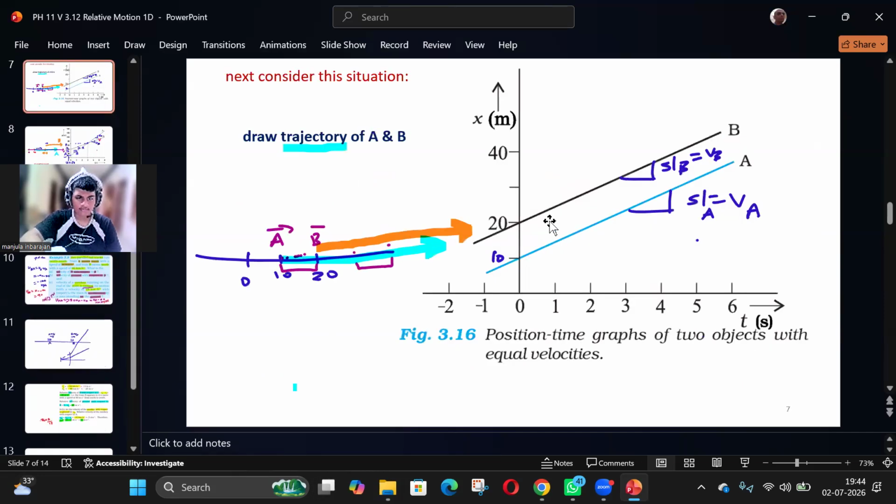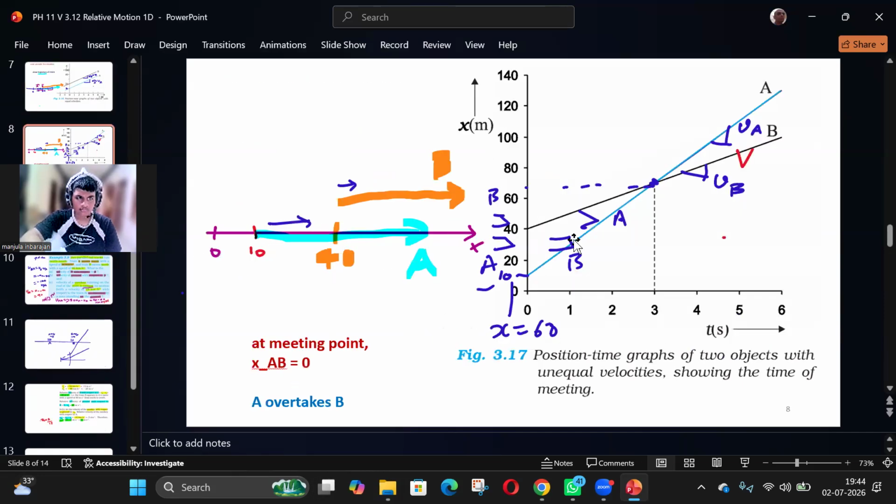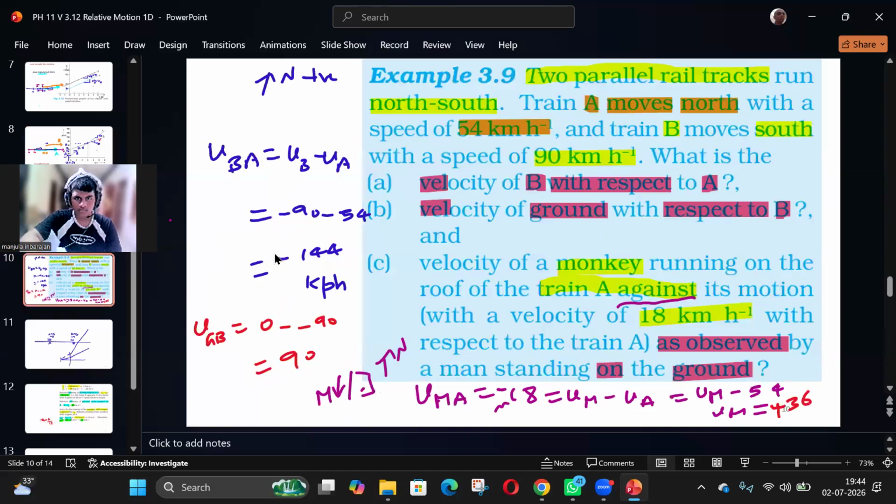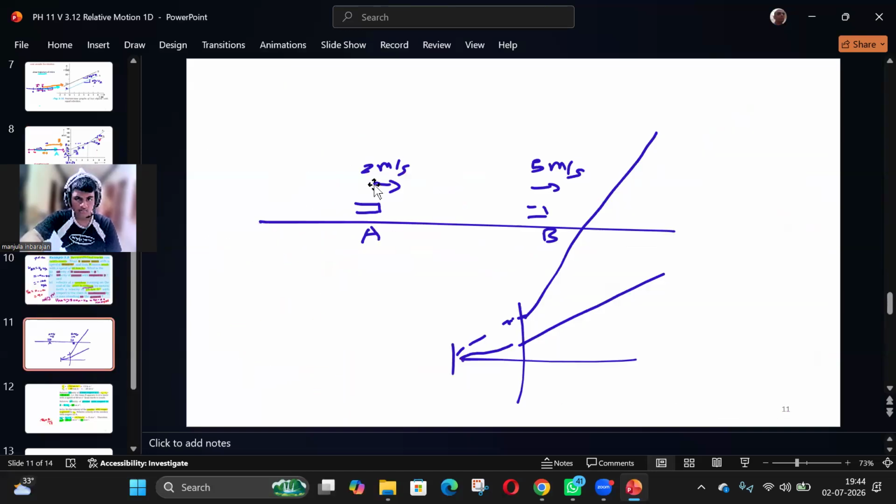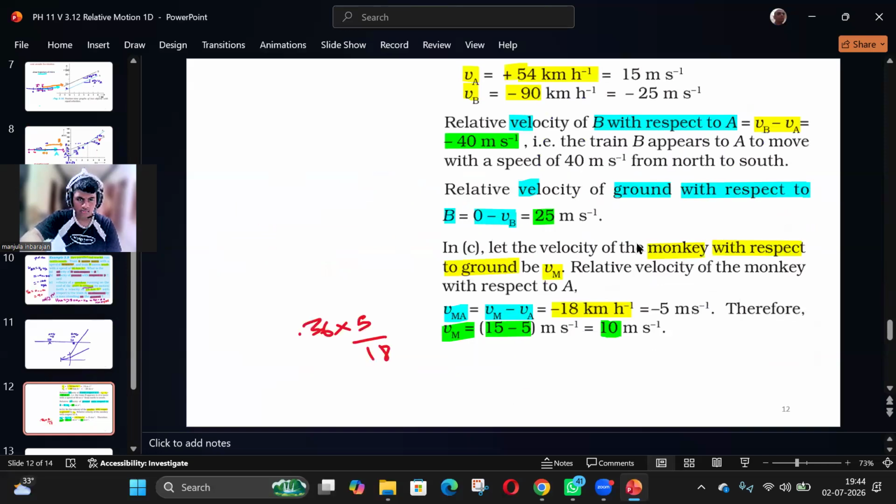Both are moving at the same speed, so the distance between them is constant. In the second case, they are moving in the same direction, but the one who is behind has a higher speed. Third complication: the one who is behind has a lower speed, so they will never intersect. The distance between them will keep on increasing.